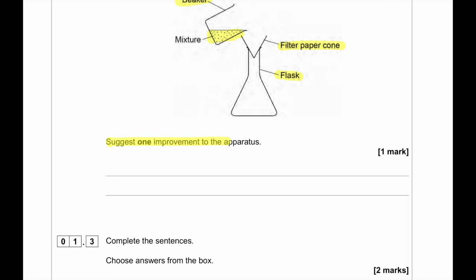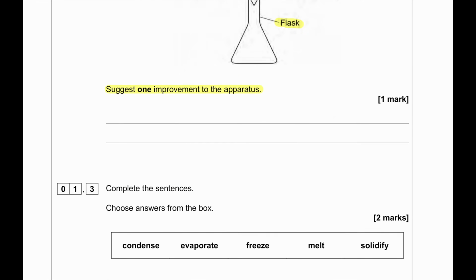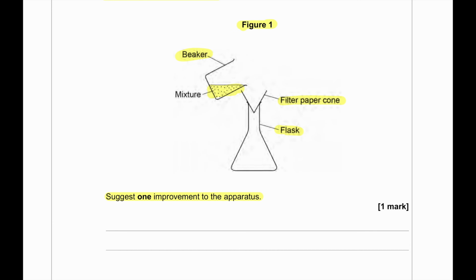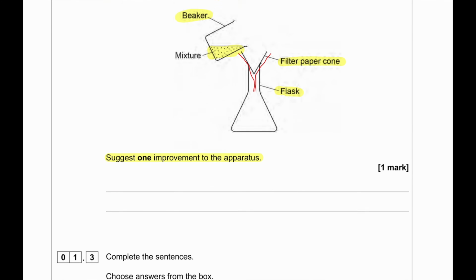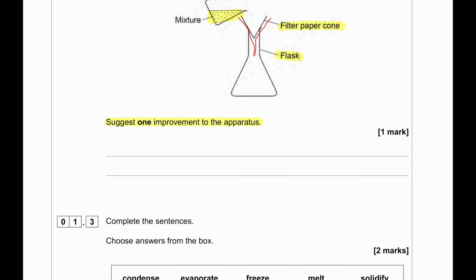Suggest one improvement to the apparatus. So how can we improve? If we notice carefully, we haven't included any filter funnel in this particular experiment. So we can add a filter funnel in this experiment. So adding a filter funnel will be the improvement.